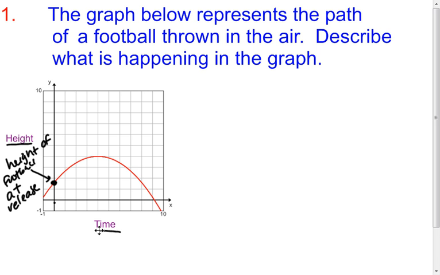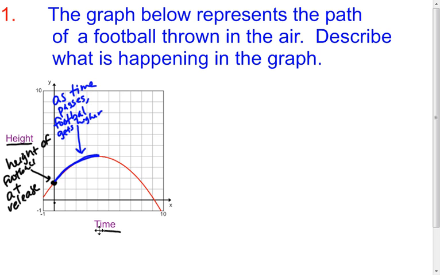All right, then in this section from here until I get up here, this blue section, what's happening is as time passes, the football gets higher. So the football is getting higher in the air. Seconds are passing and more time is going, and the ball continues to get higher and higher until I hit this peak up here. So as time passes, football gets higher. Okay?